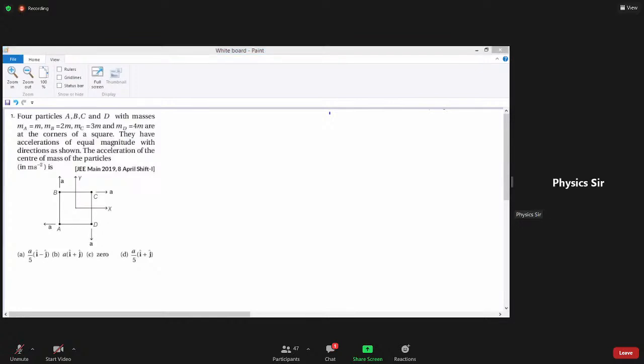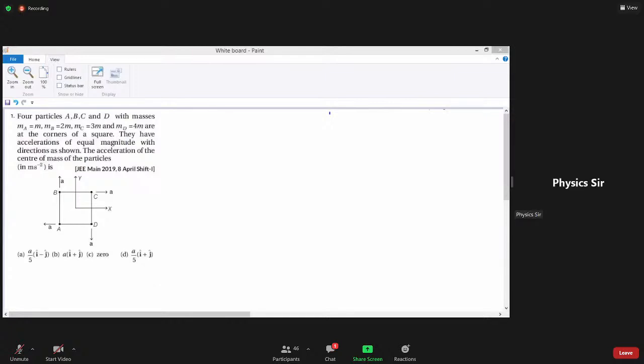Okay, that's very good. A very correct approach. So now let's start with this question. What I can see in this question is that there are four particles A, B, C, D with the masses M, 2M, 3M and 4M at the corners of a square. They have accelerations of equal magnitude with directions as shown.